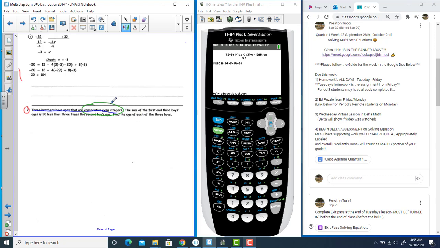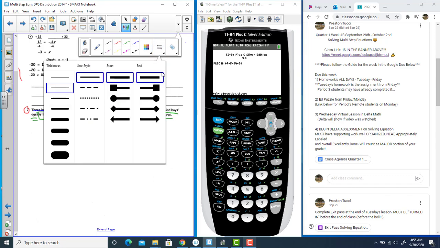3 brothers have ages that are consecutive even integers, and the sum of the first and the third boy's age is 20 less than, less most often comes last, than 3 times the second boy's age. Find the age of each of the 3 boys. So that's a little bit of a beast, and that can be a little bit tricky to try and pull the pieces out, and that's why we're going to practice it in separate days' work.